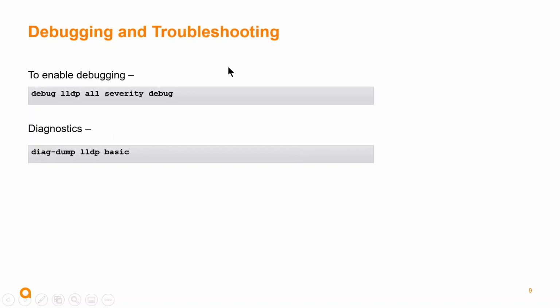Next comes the debugging and troubleshooting. This is a small enhancement added as part of the LLDP module. So there is no specific debugging related to this feature, but we can view the LLDP related debugs, like what LLDP packet is sent or how many LLDP packets are received. For that, we can enable the debugging, debug lldp all with severity debug. And also, to view whether this select TLV configuration is applied properly, we can use this diagnostic output, diag lldp basic. It will display whether the LLDP select TLV with OUI is advertised or not.